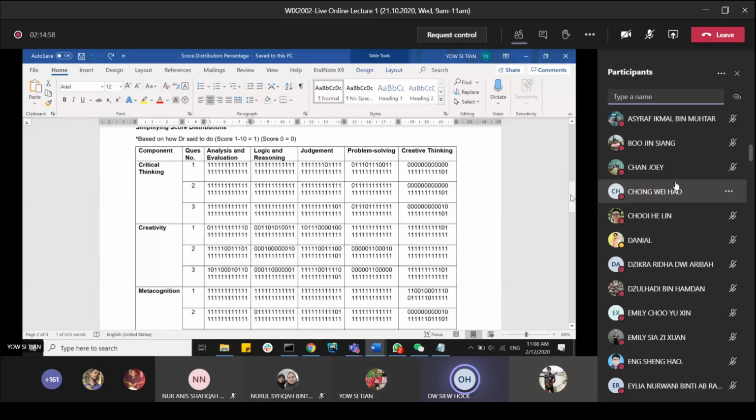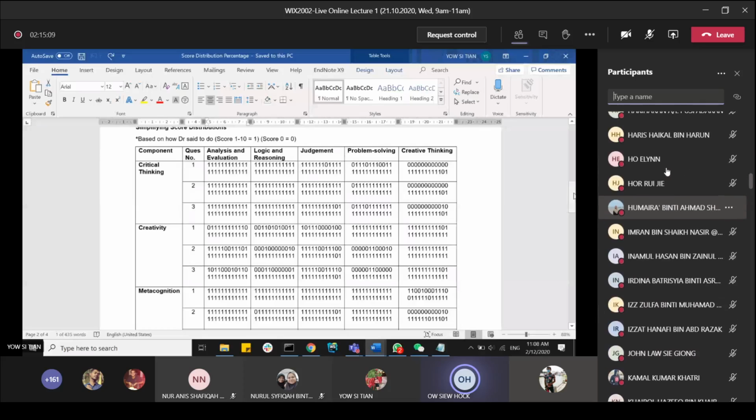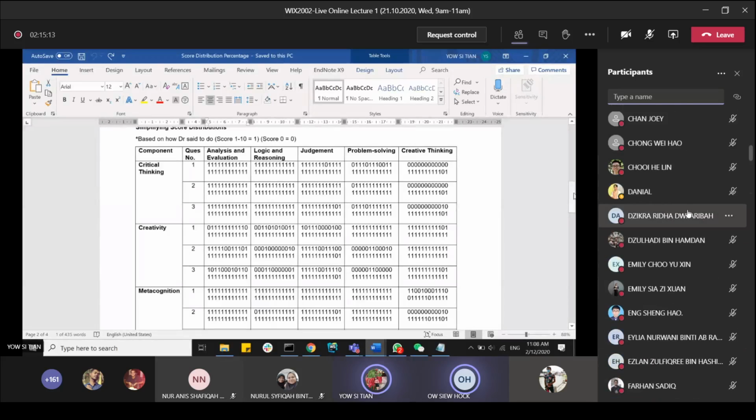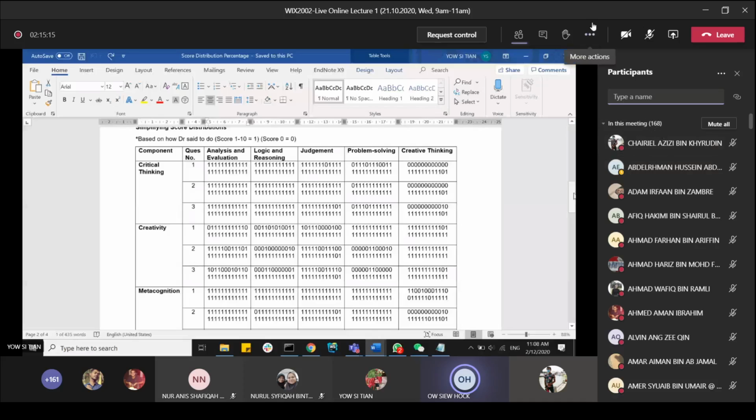So based on this, you can calculate now. Your total number is 24. So definitely the critical thinking question number 1 got 24, evaluated the analysis and evaluation. Then logic and reasoning also 24 because it's all 1. Then the judgment is 10. That means it's 23. That's the meaning, right? 23 persons.